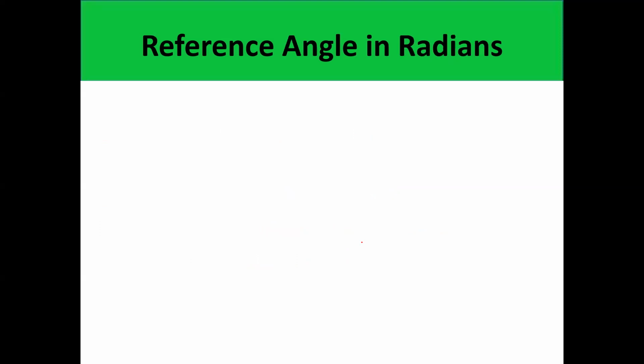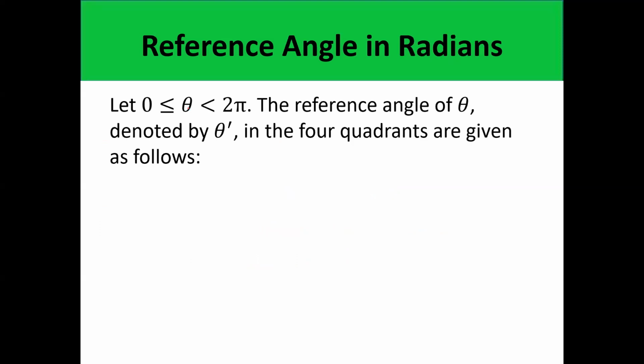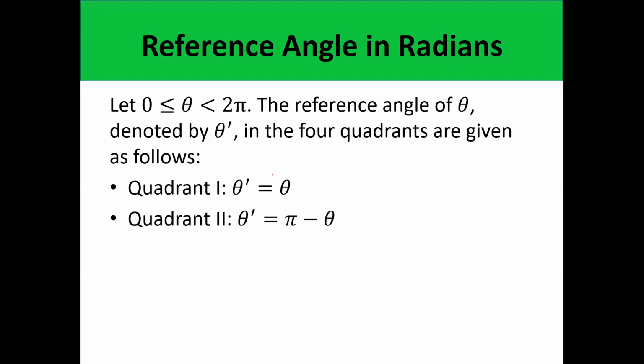Now for radian measurement, we let theta be between 0 and 2 pi. So the reference angle of theta, denoted by theta prime, in the 4 quadrants is given as follows. Just like in the previous concept of reference angle in degree measurement, in quadrant 1 the reference angle is the angle theta itself. Quadrant number 2, the reference angle is computed using the formula pi minus theta.